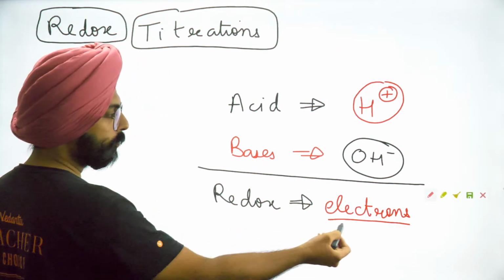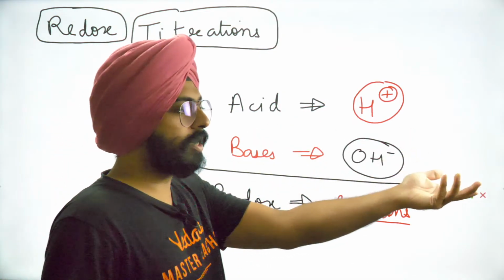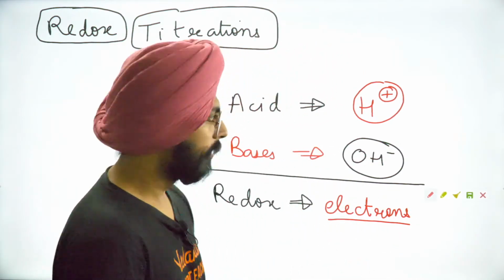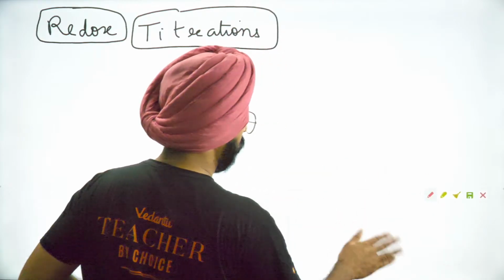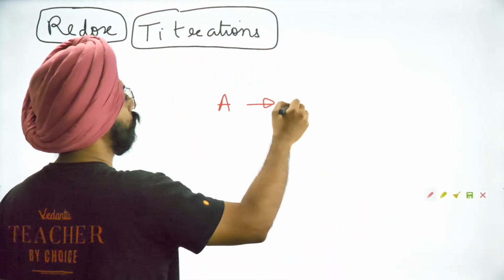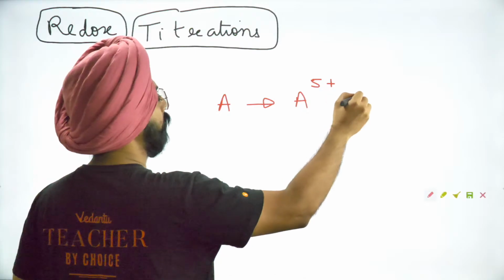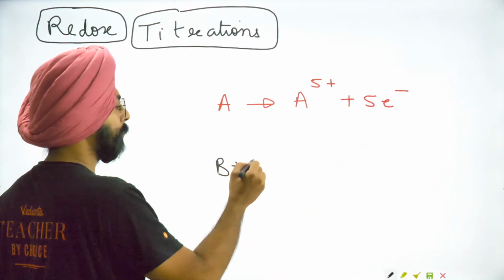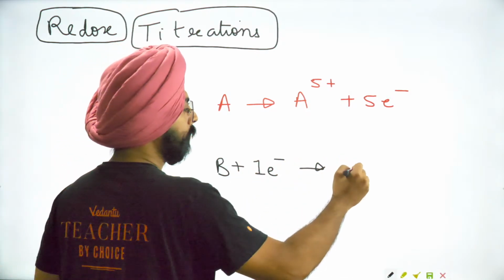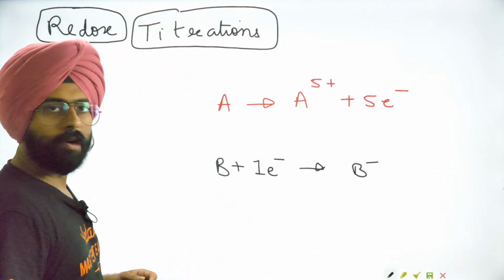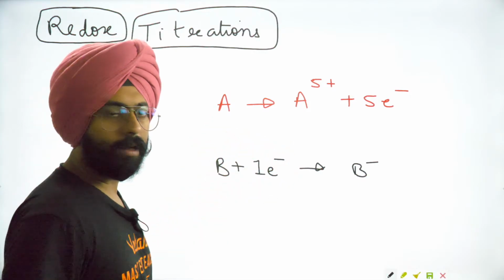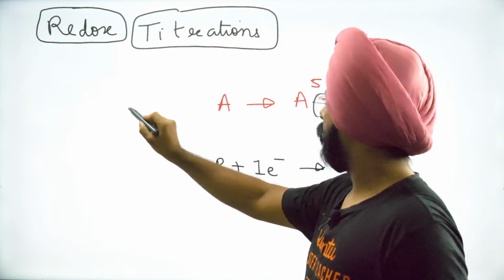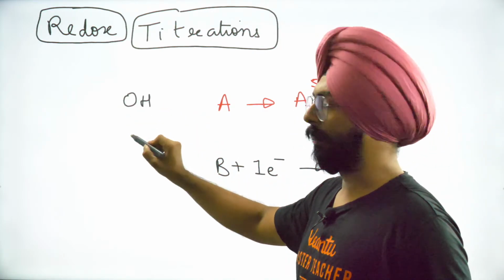In redox, we need to look for electrons, right? How many electrons are you exchanging? How many electrons are you taking? A very simple example would be if species A is going to A5+ plus 5 electrons, and there is a species B which captures 1 electron to become B-. How many B's can react with 1 A? Simple question. Yeah. If this is your oxidation half.